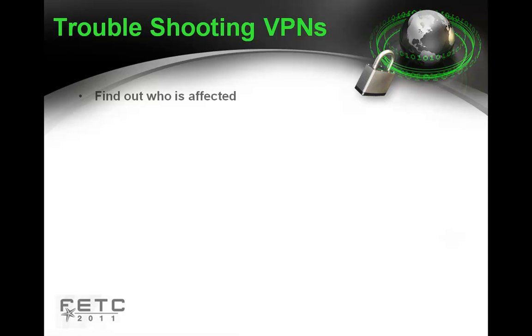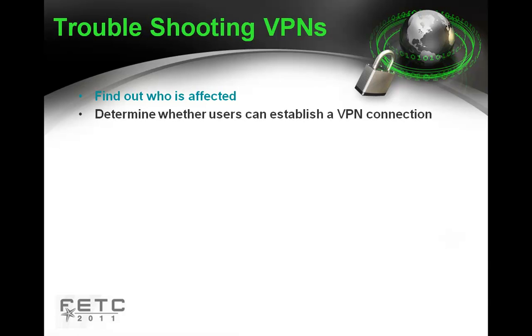Troubleshooting VPNs. First thing you need to do is find out who is affected. Is it one person? Is it multiple people? Determine whether the users can establish a VPN connection at all. Are they getting a partial connection? Are they not able to get in? Are some of them able to get in?